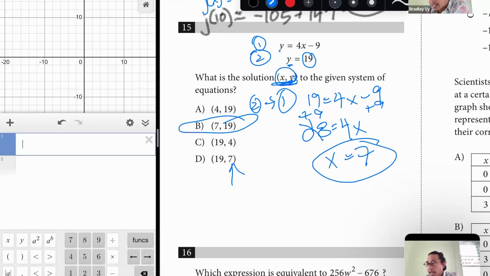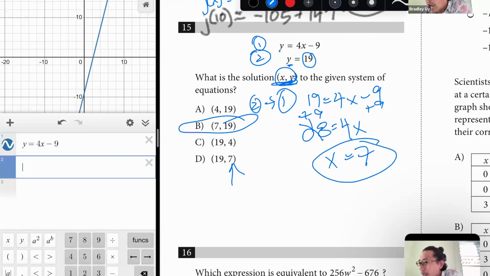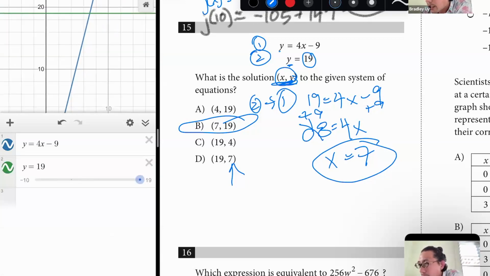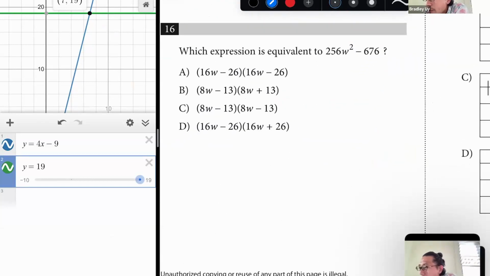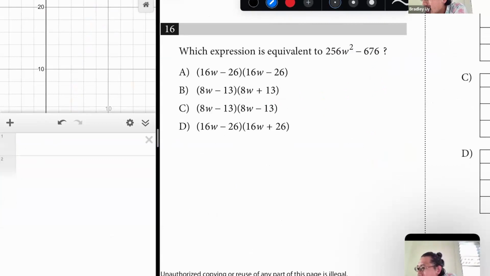Basically, if you're given any system of equations, what you can do is plug it into Desmos exactly as you see it. Okay, you will likely see two, in this case, two lines. In general, you might see two curves, so to speak. And remember, the solution to a system of equations is where these two lines intersect. And notice that's at 7 comma 19, which is the answer B. Okay. All right, 16. I do want to show you how to do this algebraically and on Desmos as well.